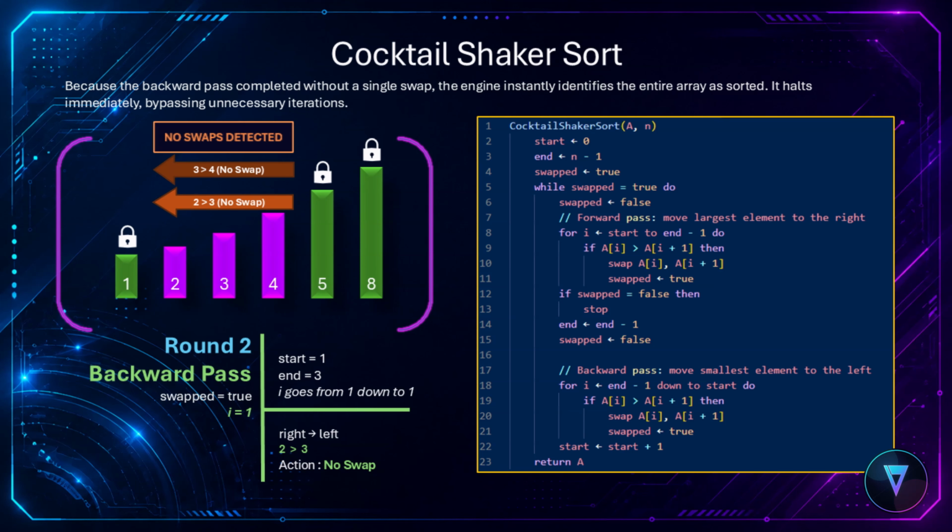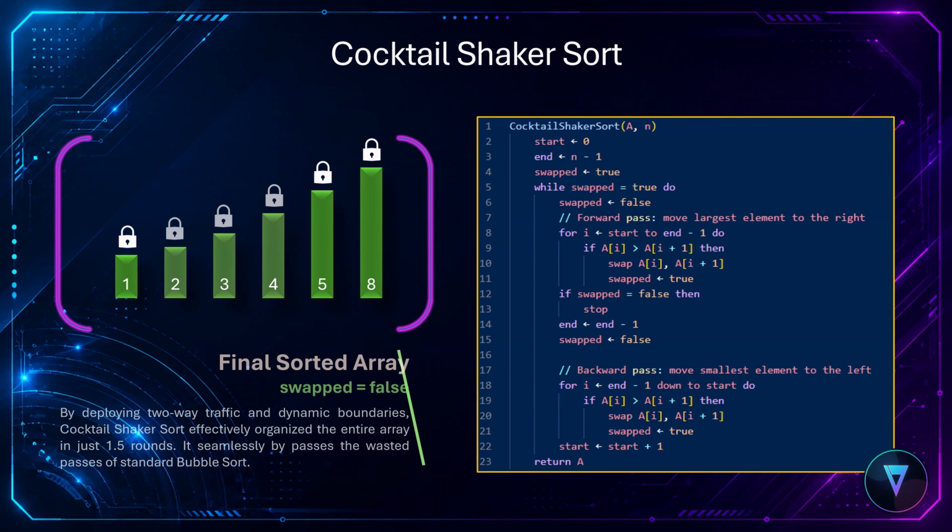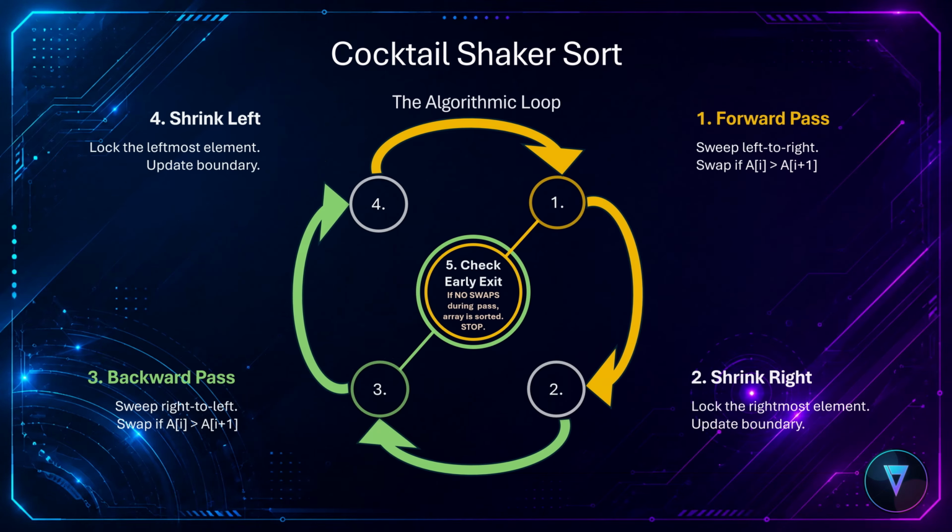Then start gets start plus 1. So start equals 2. Now the while condition checks whether swapped equals true. But swapped is false, so the loop ends. And the final sorted array is 1, 2, 3, 4, 5, and 8. So the algorithm sorted the array by shaking it from both directions.